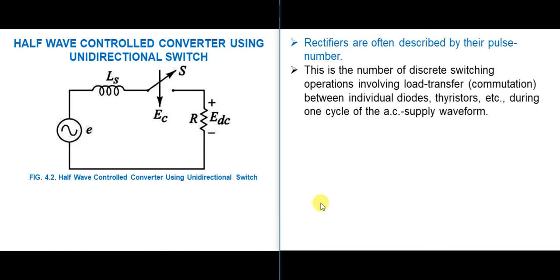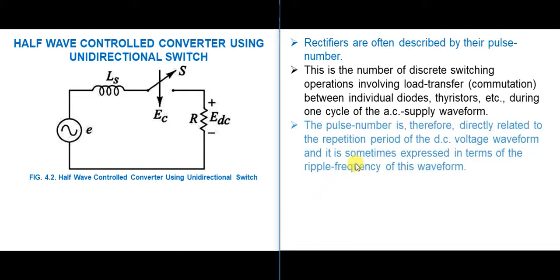Now the rectifier can be described by their pulse numbers. This is the number of discrete switching operations involving a load transfer between the individual diodes, thyristors, etc., during one cycle of the AC waveform.